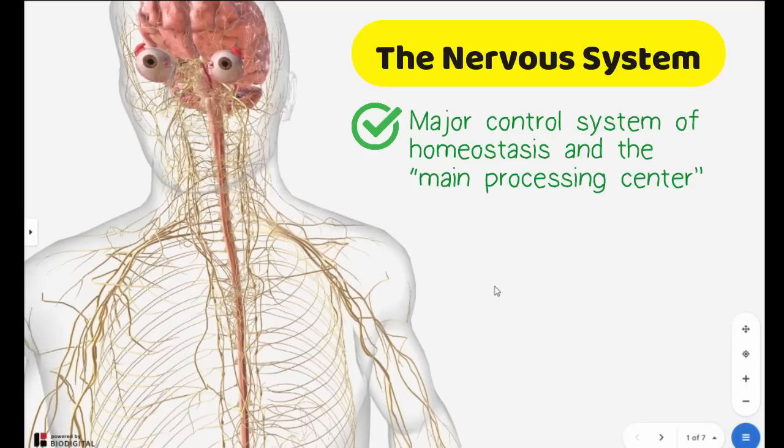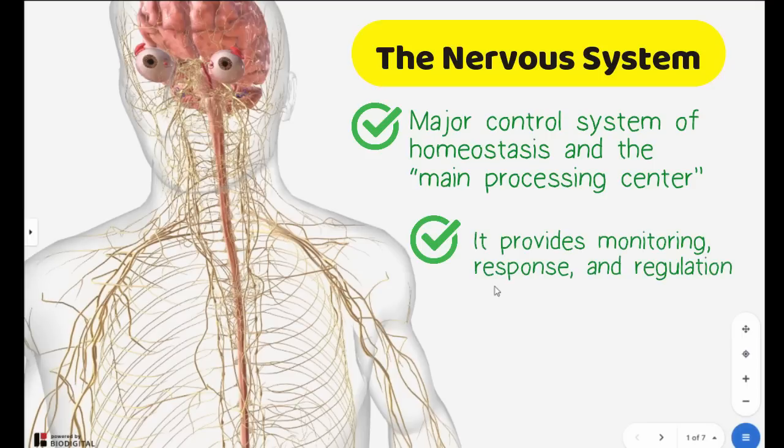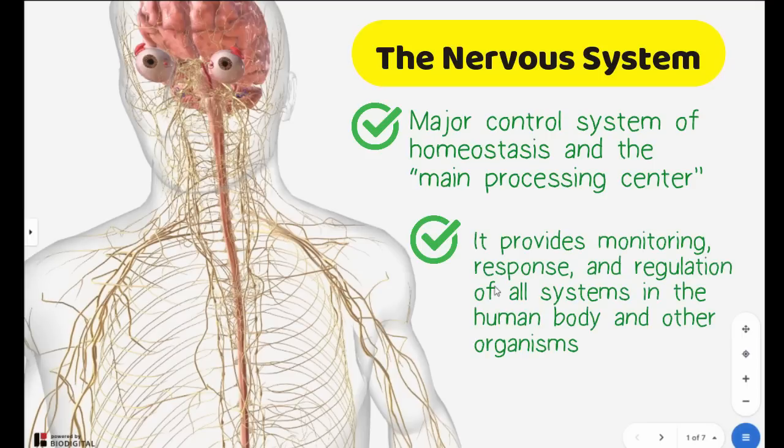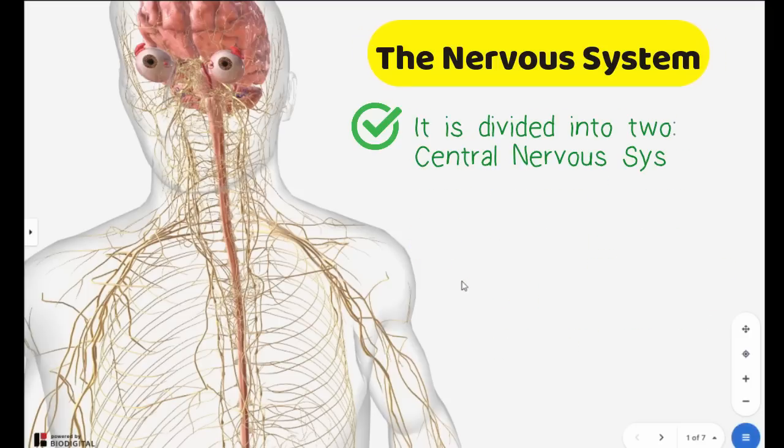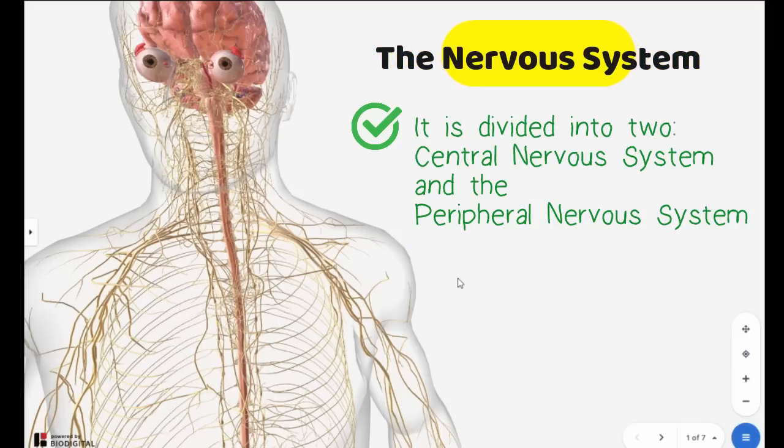Its main function is to provide monitoring, response, and regulation of all the systems in the human body, and also for other organisms. Although they say that humans have the most intelligent brain, other organisms, but not all, also have brains. The nervous system is divided into two, the central nervous system and the peripheral nervous system. Now, what is the difference between the two? So we will start first with the central nervous system.